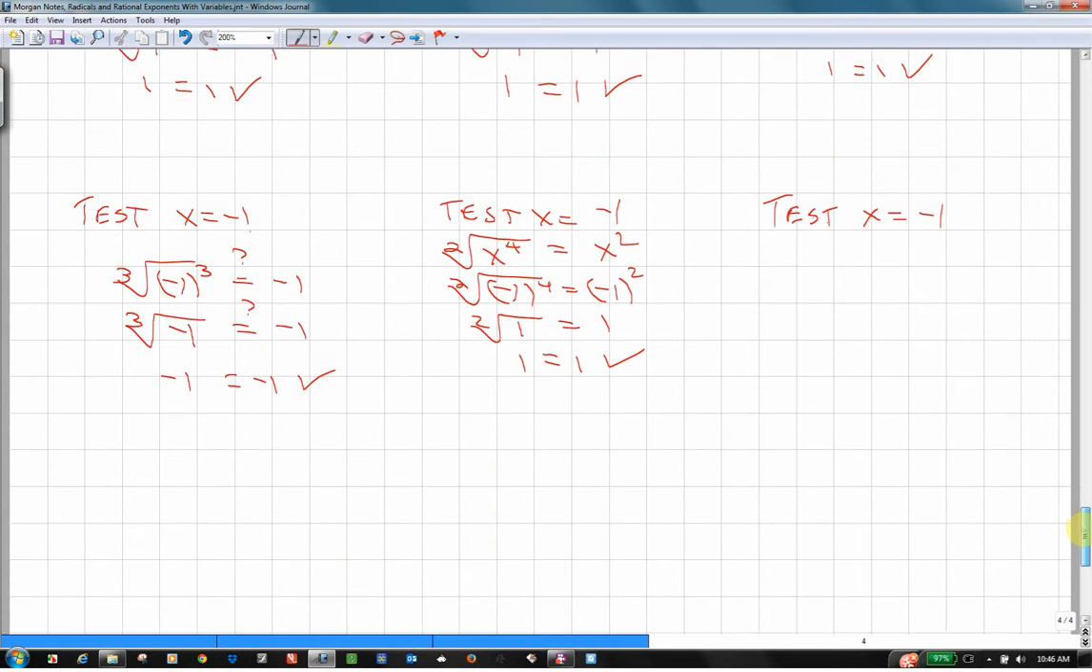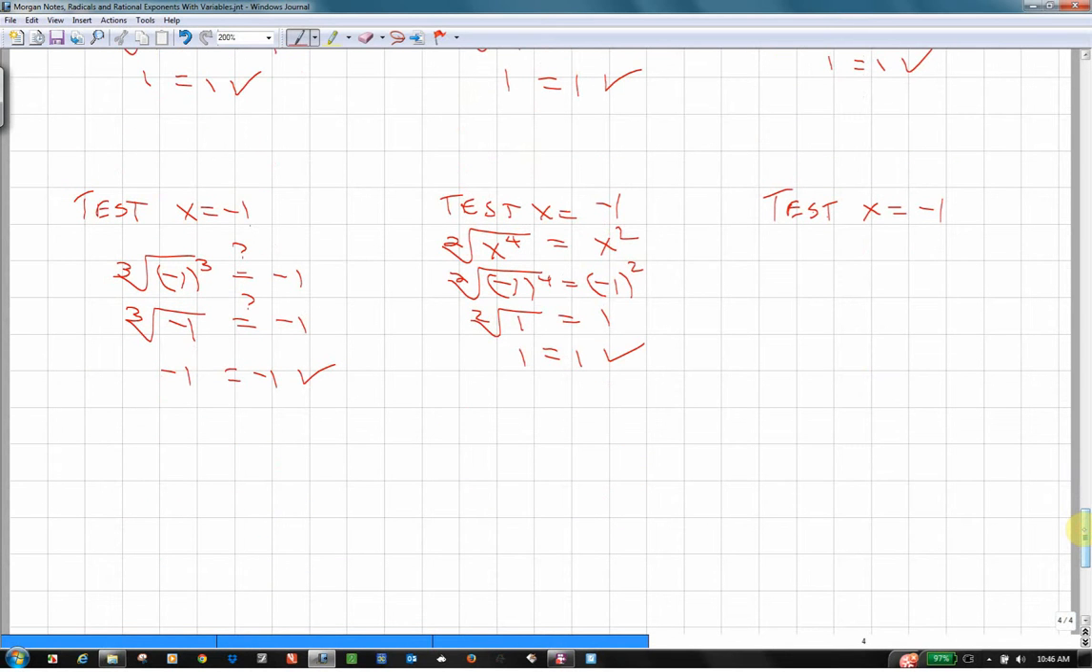Let's test the negative 1. Remember what we originally had? Okay, so let's put a negative 1 in for both x's. Okay, so now I'm going to square a negative 1.